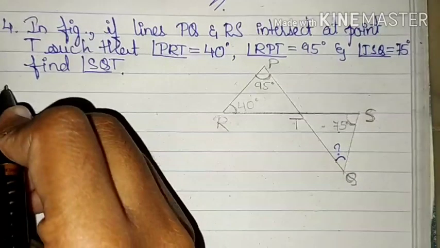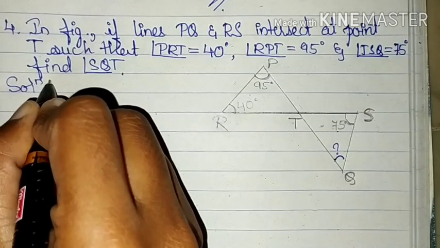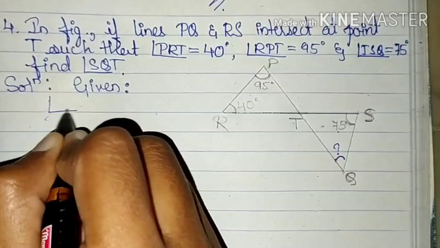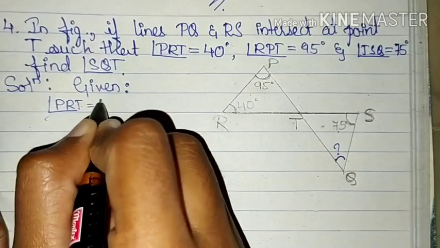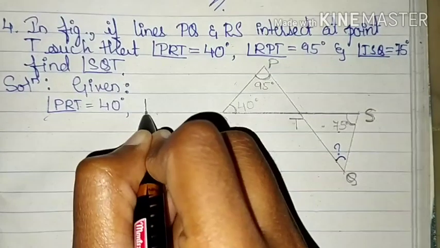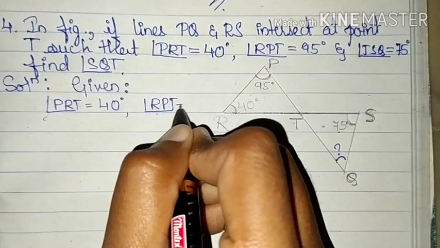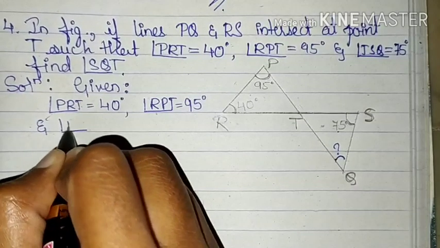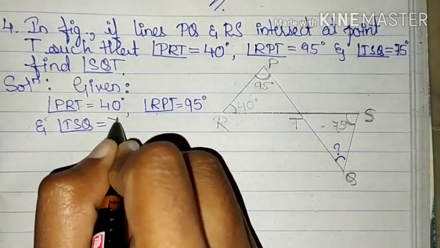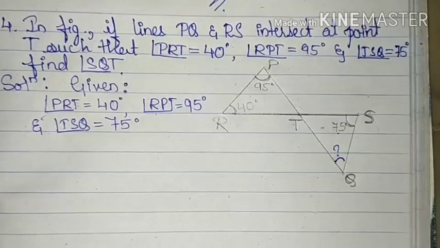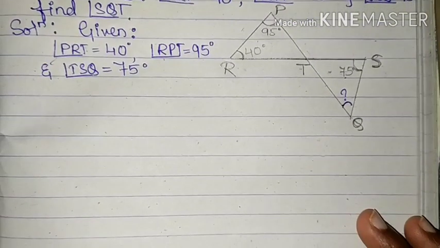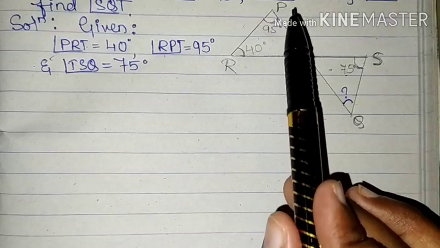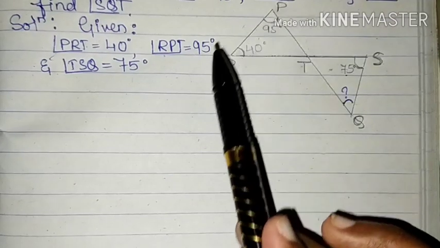So first, solution. Given, let us write down: angle PRT is equal to 40 degrees, angle RPT is equal to 95 degrees, and angle TSQ is equal to 75 degrees. Our job is to find the value of angle SQT. So if we look at the figure, we can see two triangles here. First, let us concentrate on the first triangle PRT.